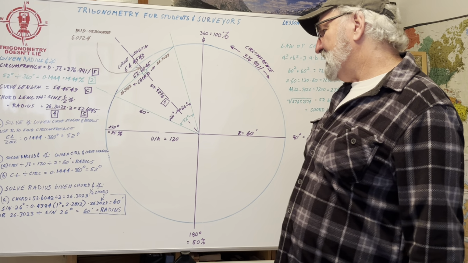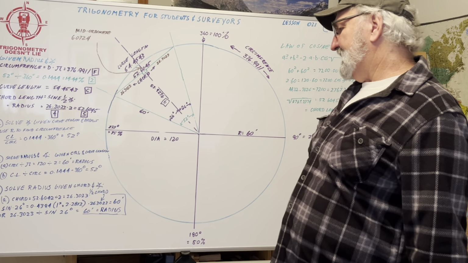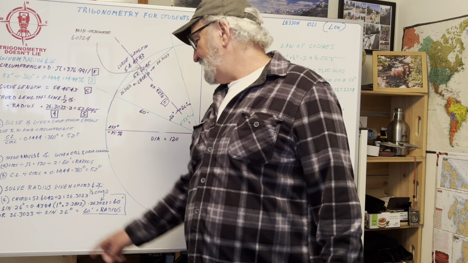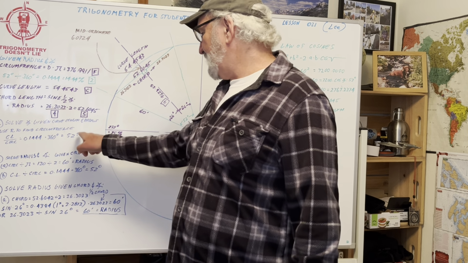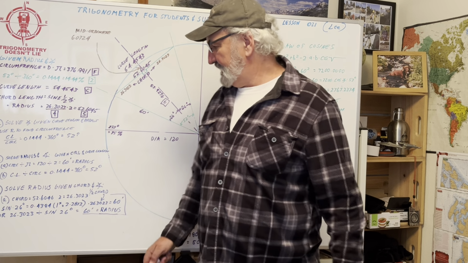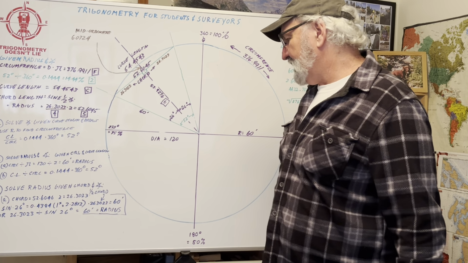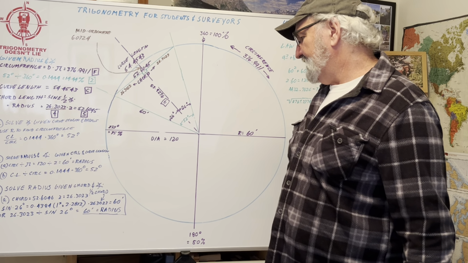And then B was solve the radius and the angle. And then again, curve length divided by the circumference equals that. So we're kind of back to that same problem we did up there. Okay, now let's do number 4 right here. So solve the radius given the chord and the angle.